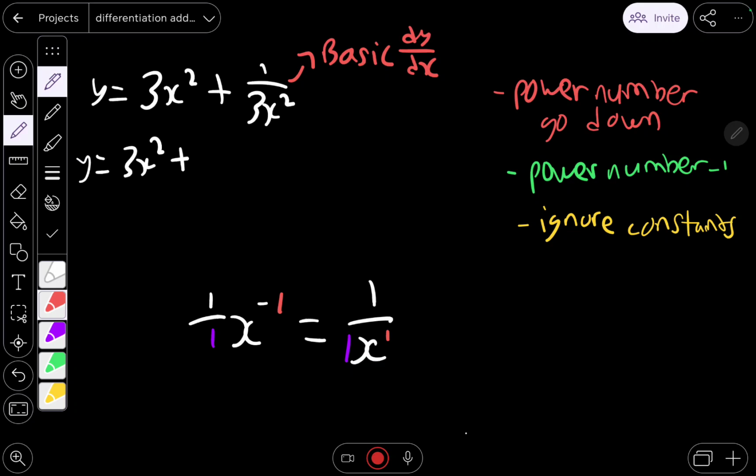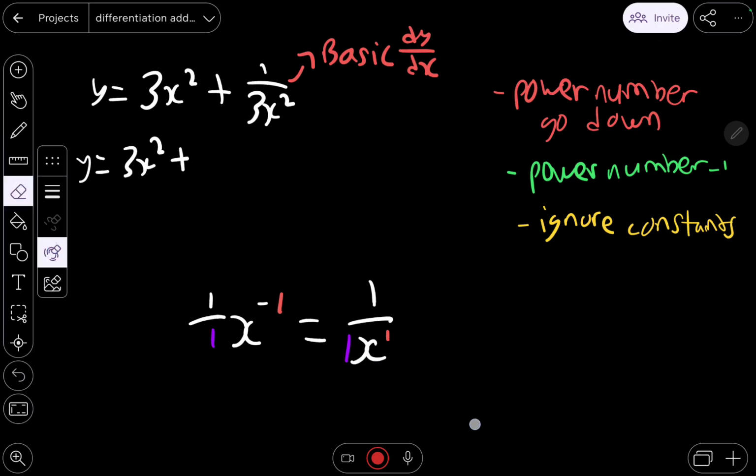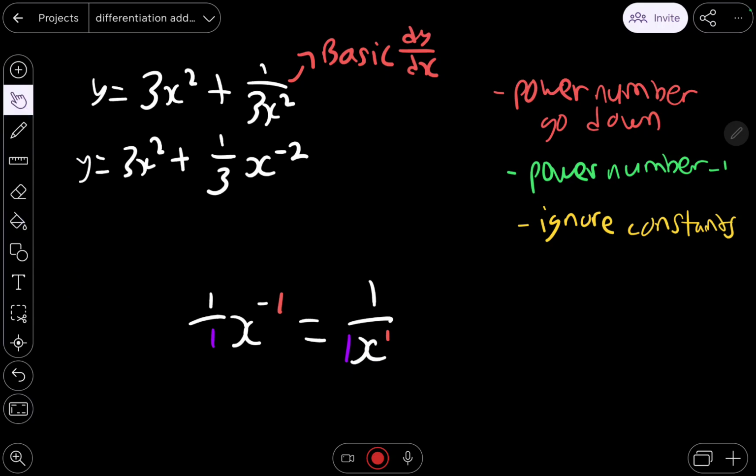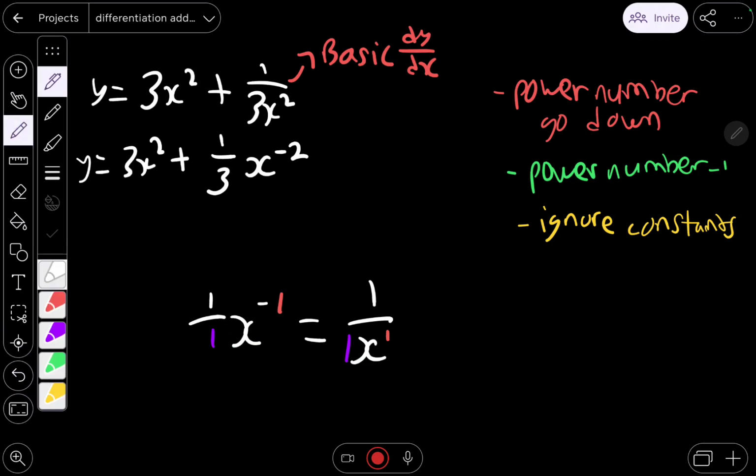So how are you going to write it out, ladies and gentlemen? We are going to write it as 1 over 3x to the power of -2. So why is it like that? Because we just apply whatever we did here. Now your 1 becomes your 2 and your 2 here. Your 1 here becomes your 3 and your 3.